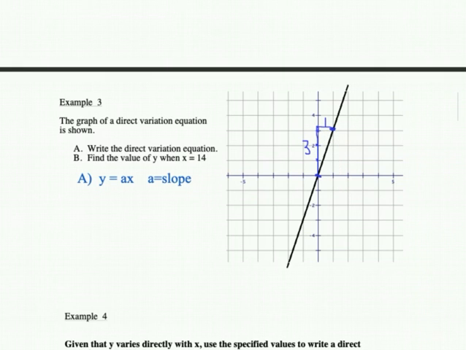So it looks like my slope a is going to be 3 over 1. So that's my constant of variation, 3 over 1, but I'm going to simplify that and just call it 3. So that's my a value. a equals 3. And so to write the equation, I write y equals 3 times x because a is 3 in this case. And that is the answer to part A.